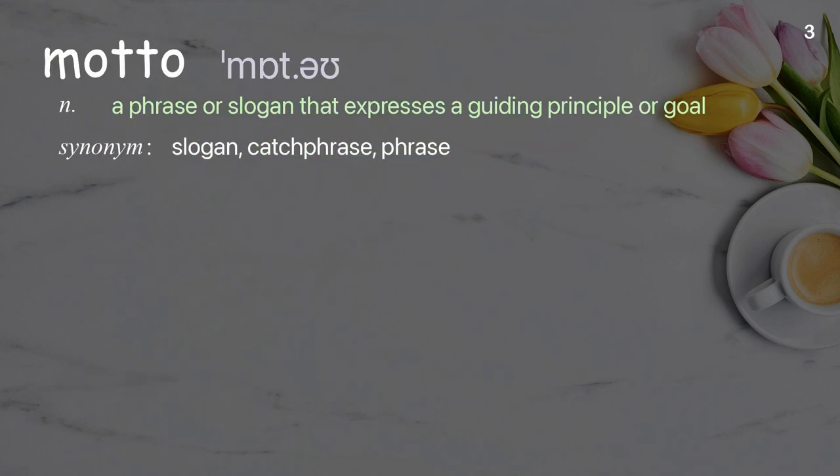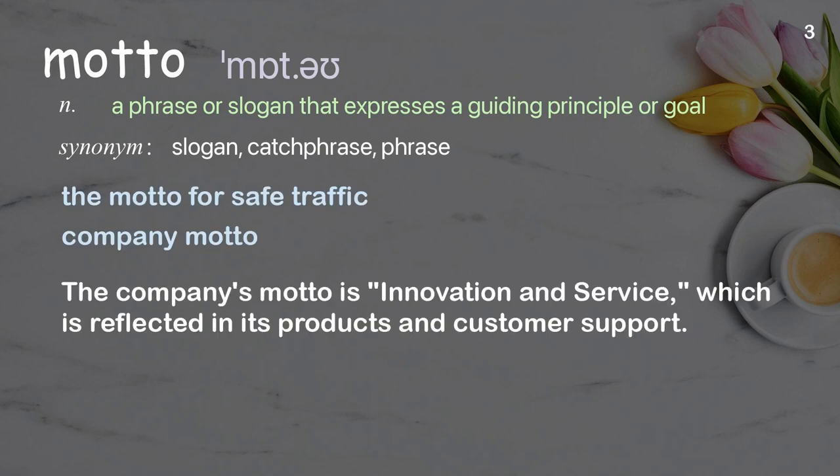Motto. A phrase or slogan that expresses a guiding principle or goal. Examples. The motto for safe traffic. Company motto. The company's motto is innovation and service, which is reflected in its products and customer support.